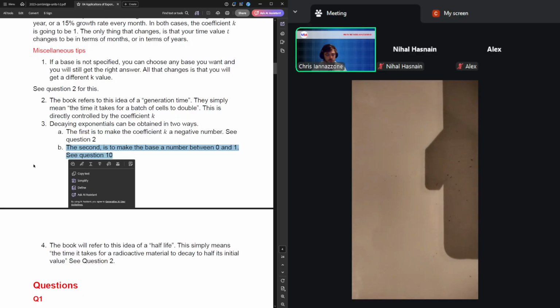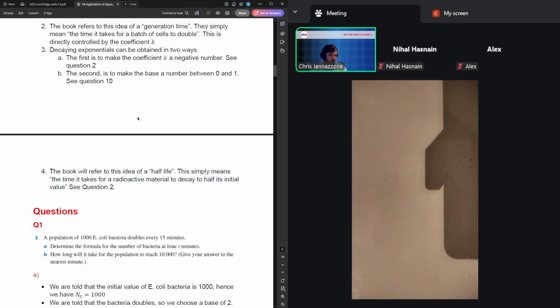This one you're more so doing when you do know the growth rate. If it's like a population is declining by 5%, you're going to choose your base to be 0.95. Right? You're going 5% backwards. And that's how you then create your decaying exponential. The coefficient k that goes up the top will then be positive.